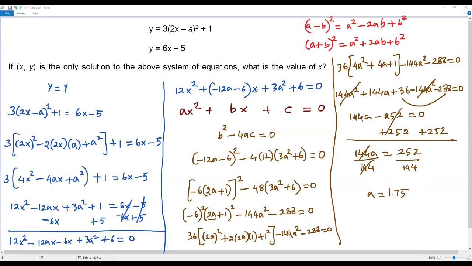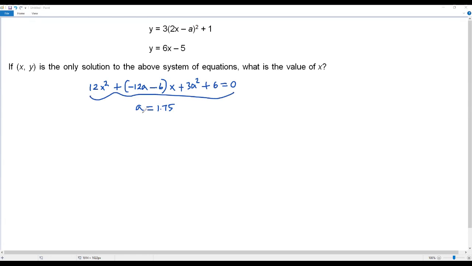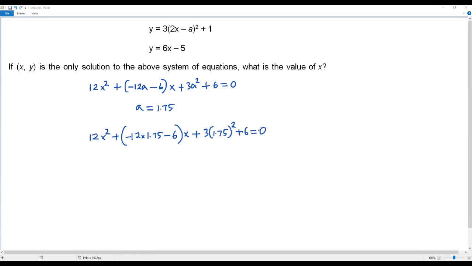Okay, now let me erase all the stuff, and I'm going to plug in a equals 1.75 into this equation. Here we have the equation, and also we have the value of the constant a, that is 1.75. We can plug in a equals 1.75 into the equation over here. Then I'm getting 12x square positive negative 12 times 1.75 minus 6 times x positive 3 times 1.75 the whole square positive 6 equals 0.